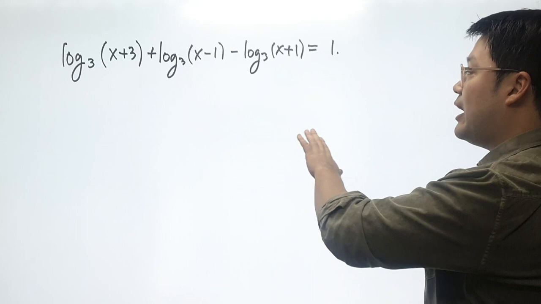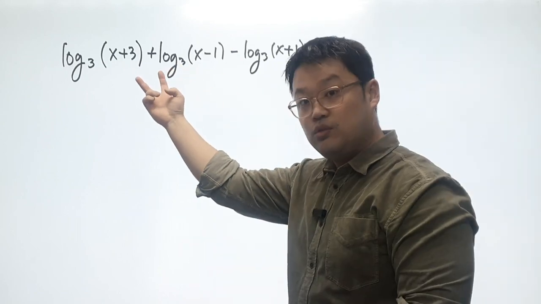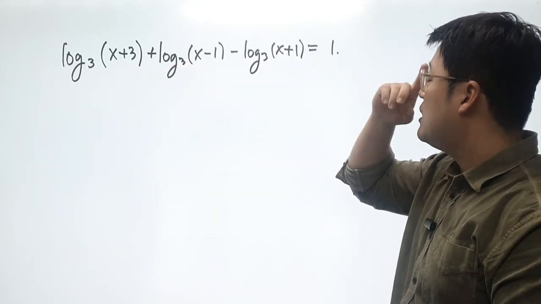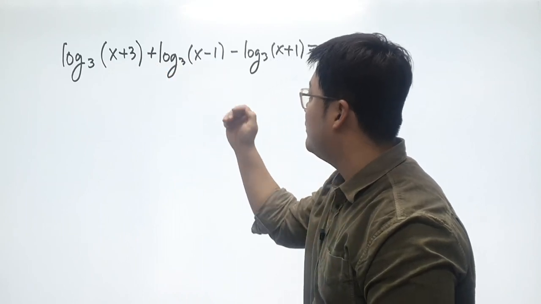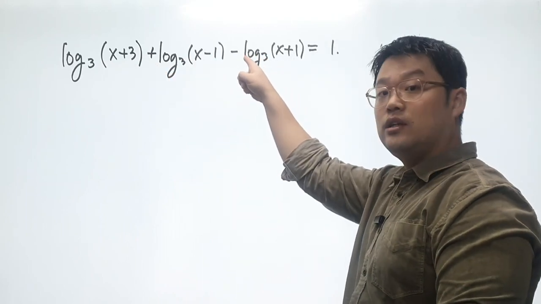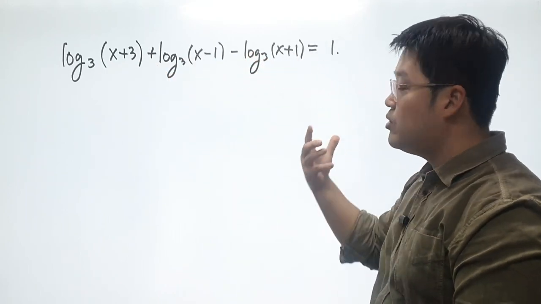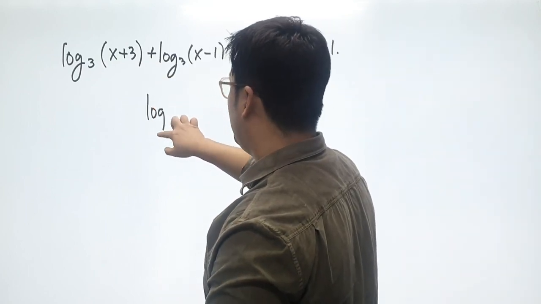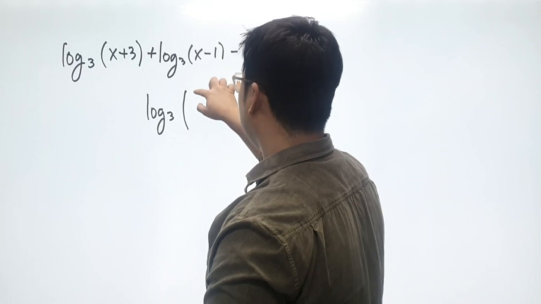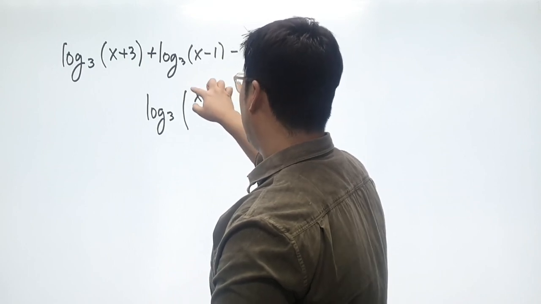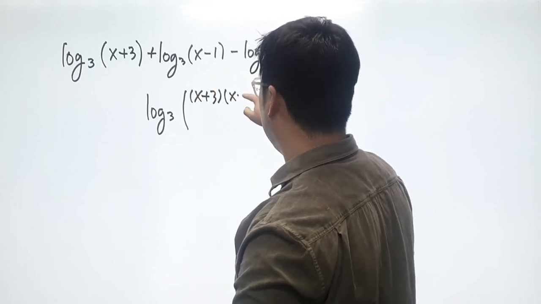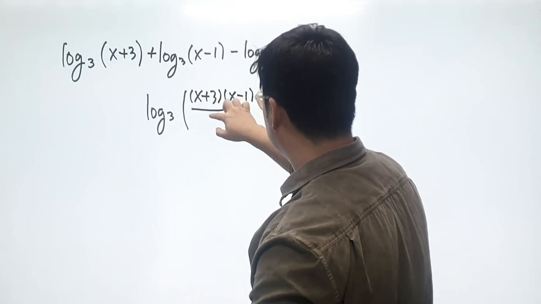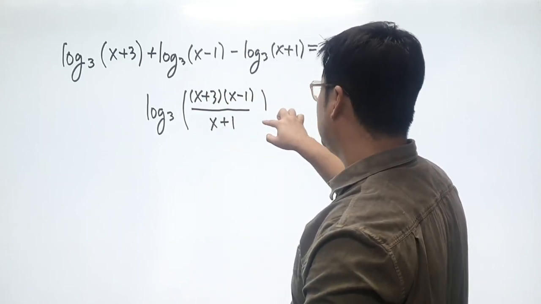All right, so we have a lot of expressions. Adding logarithms makes the product of the inputs, and subtraction, the difference, makes a quotient. So if I combine all of these expressions, it becomes log base 3 of x plus 3 times x minus 1, divided by x plus 1, equals 1.